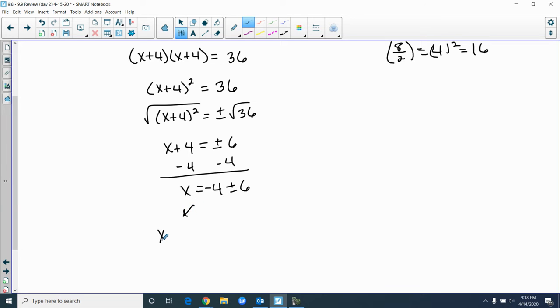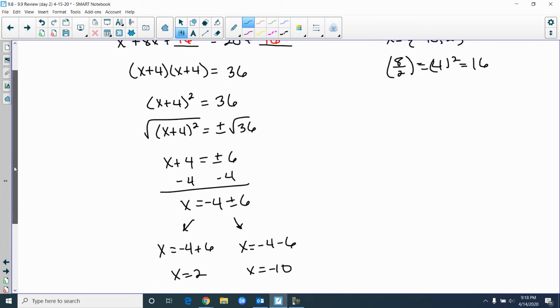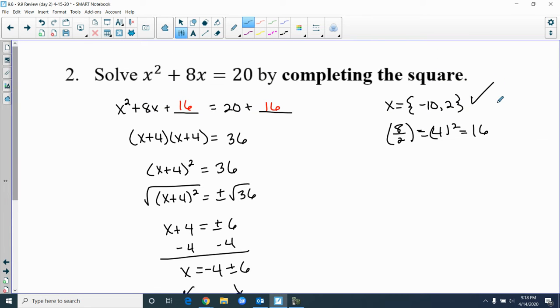Two cases here. -4 plus 6, which is 2. -4 minus 6, which is -10. And those are your two answers that we said you'd get. So -10 and 2.